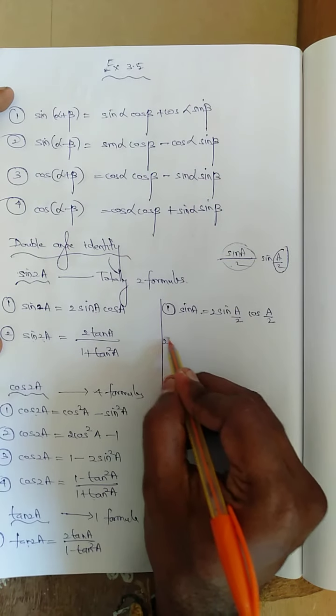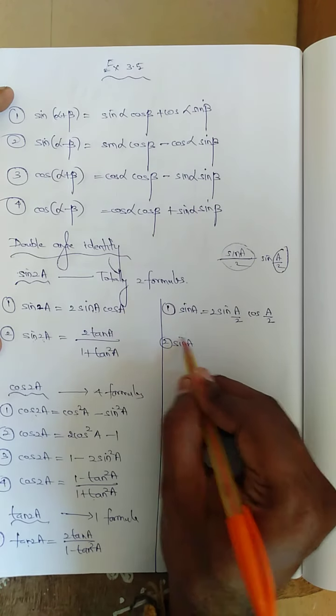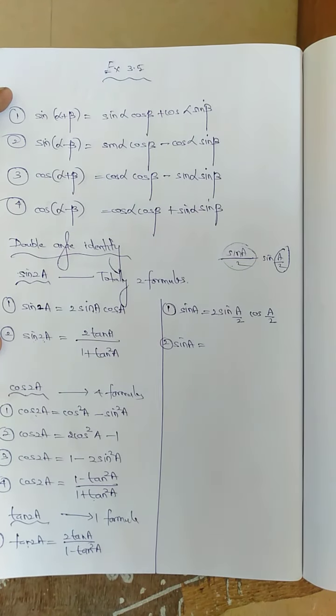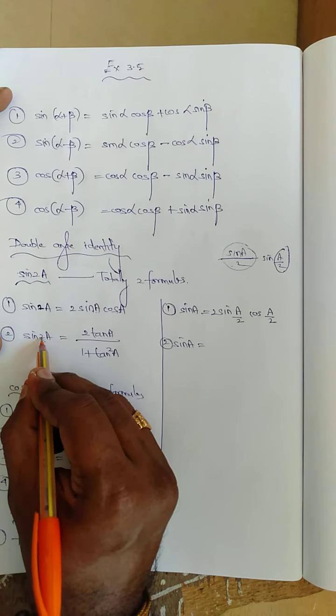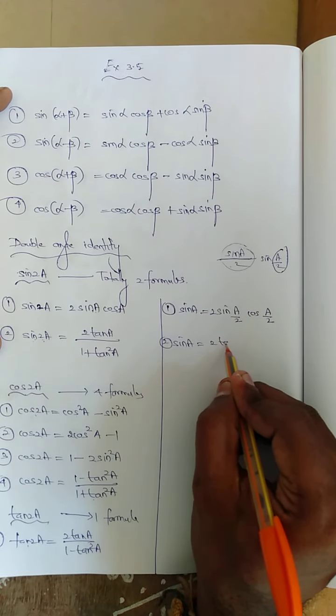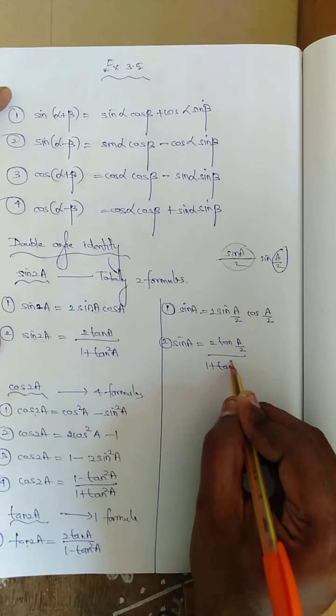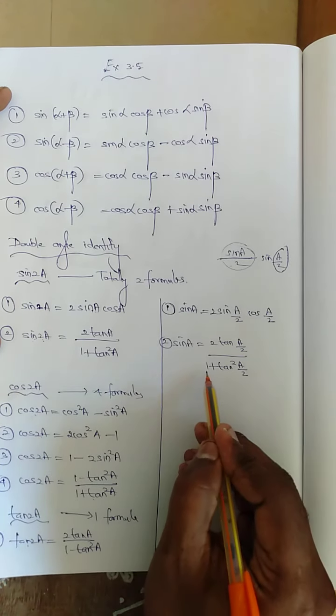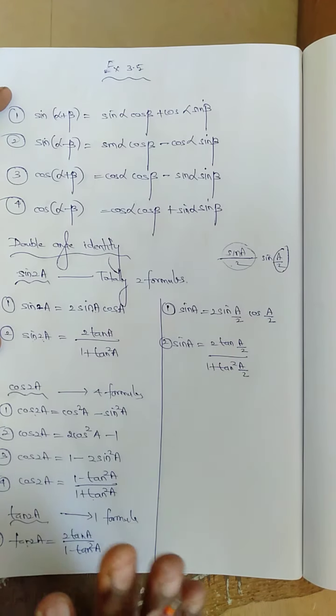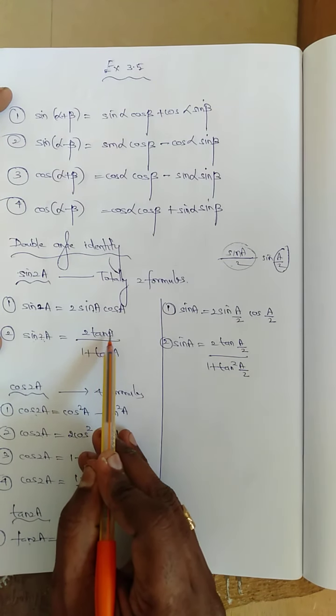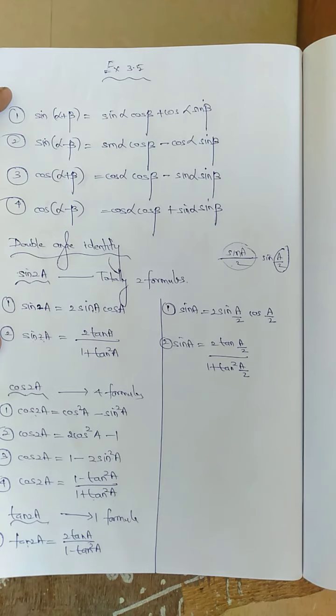Same here also. What is sine A? Same, take 2 from the angle. So how can I write it? 2 tan A by 2 divided by 1 plus tan square A by 2. Sir, should I put 1 by 2 also? No. I have removed it from the angle, so it moves only to the angle: A by 2 and A by 2.